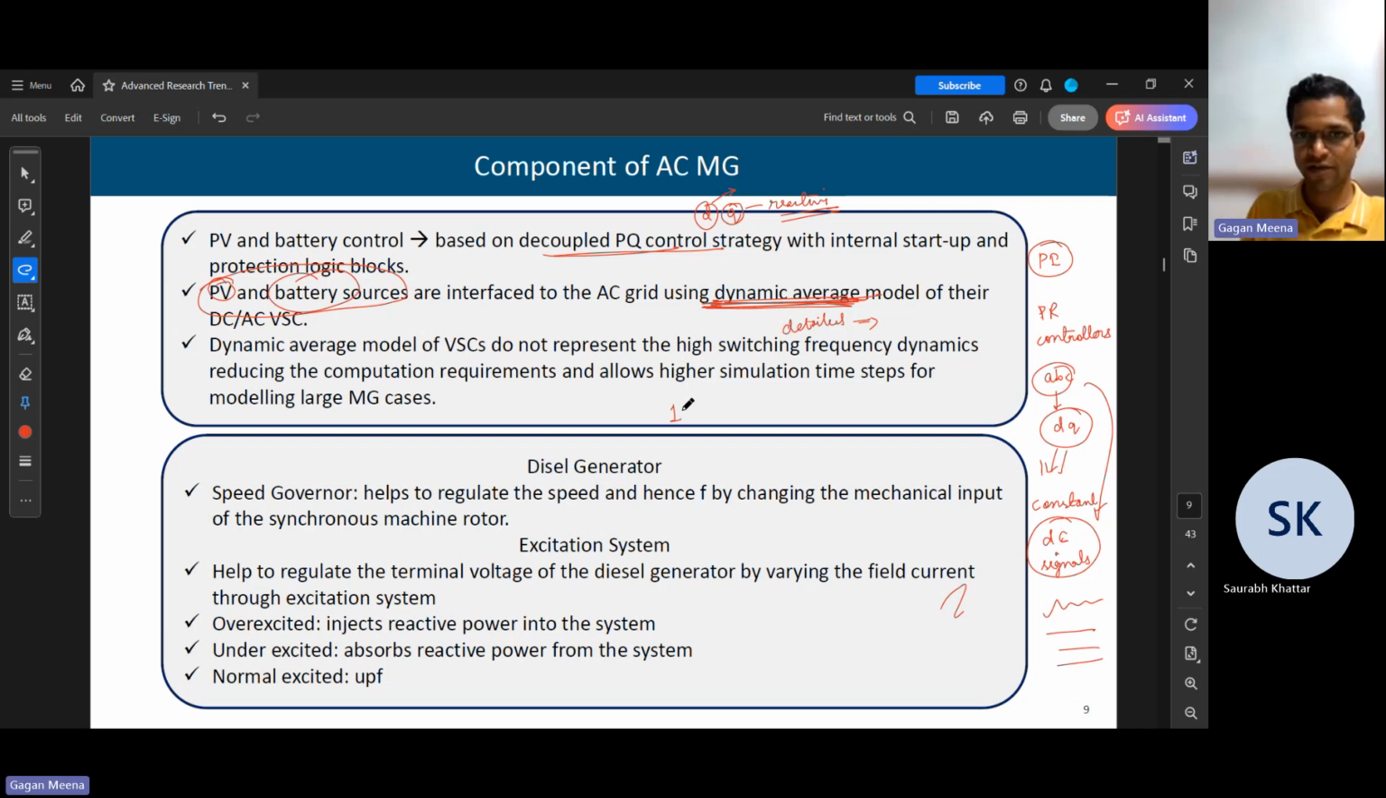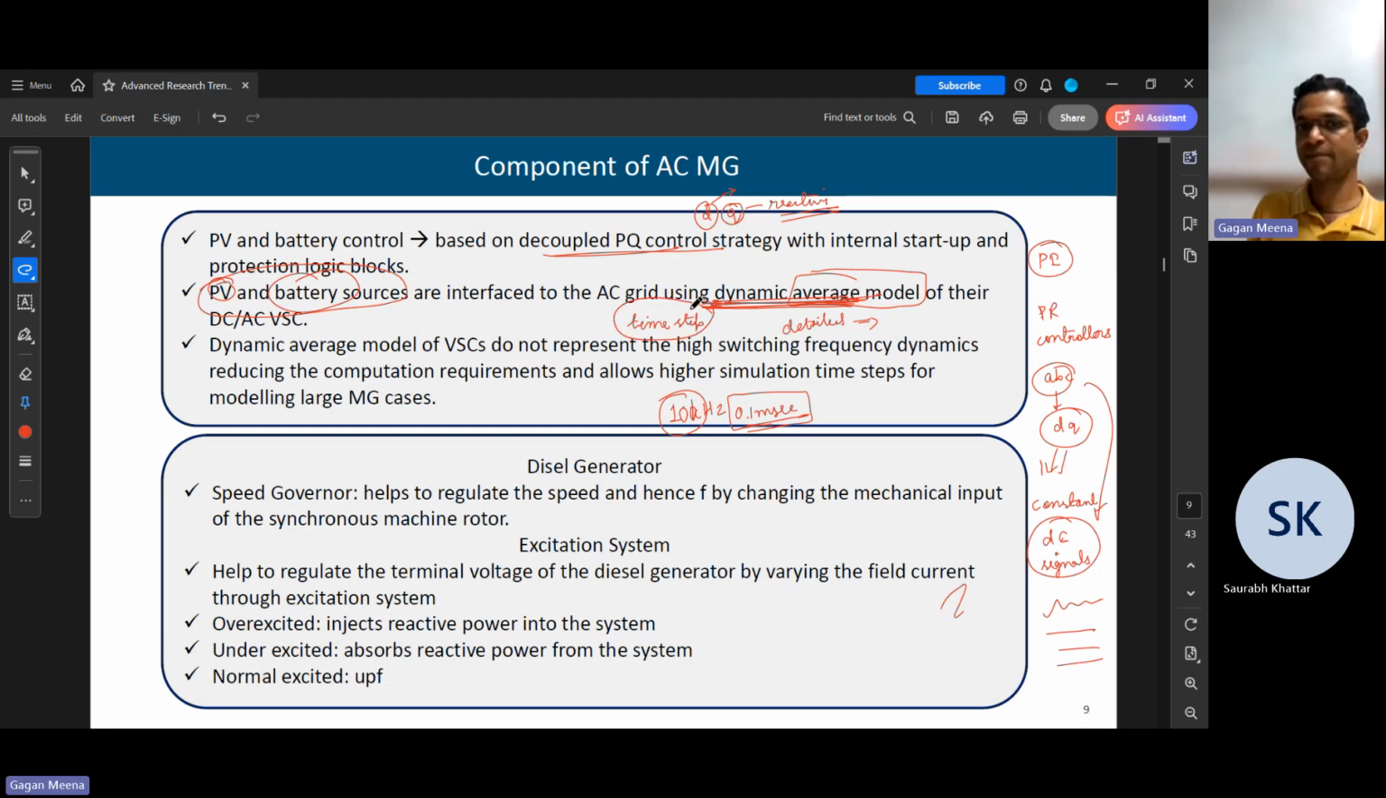I was saying the frequency was 10 kilohertz, right? In 0.1 milliseconds we can see transients of this order. We can track all the signals of this 10 kilohertz frequency. But in this dynamic average model, we will not be able to see these transients, but we'll be able to see the steady state behavior very accurately. So here we can use a large time step.